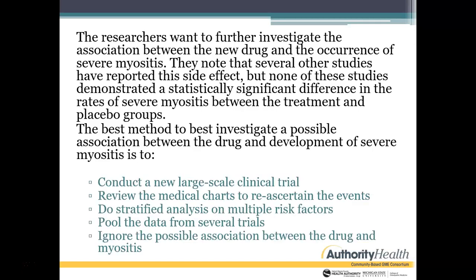And so we have these choices. Should we conduct a new, larger trial and try over? Should we look through the charts again, do a stratified analysis? Should we pool the data from several trials? Or do we just ignore everything? In this case, remember, when we have a lot of smaller trials with data, we can actually pool it together and then see if we have a statistically significant association between the drug and the development of severe myositis.